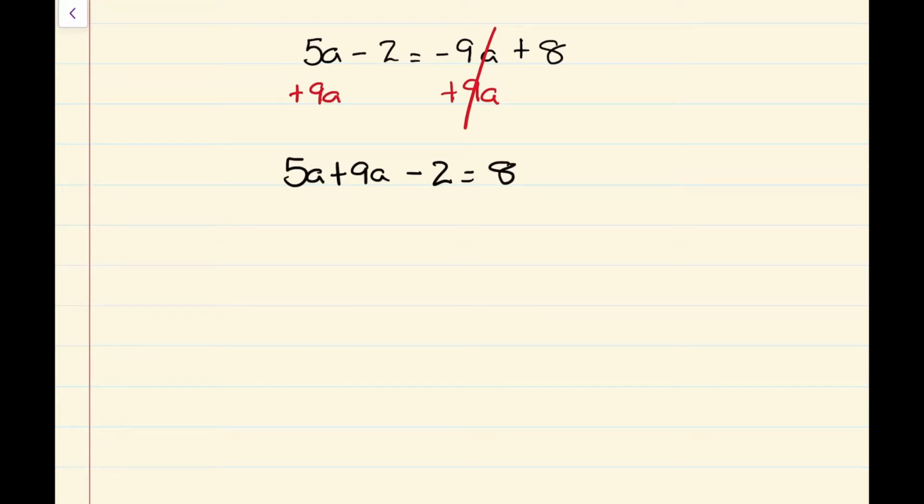Okay, and now we're going to add 2 to both sides. And we're going to add 2 to both sides because we have a minus 2 already. And so to cancel out the minus 2, we're going to add 2. So those 2 cancel. And then our resulting equation would be 5a plus 9a is equal to 8 plus 2.